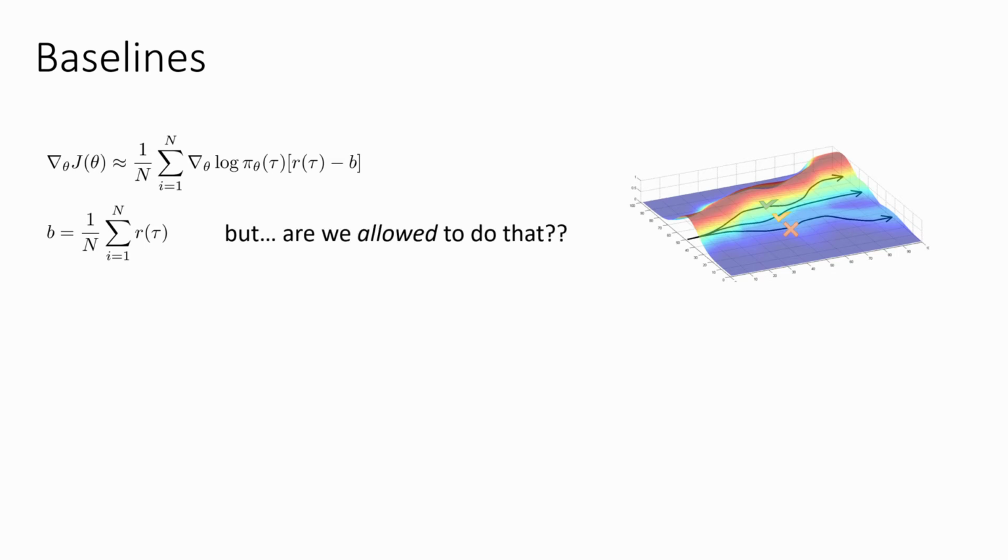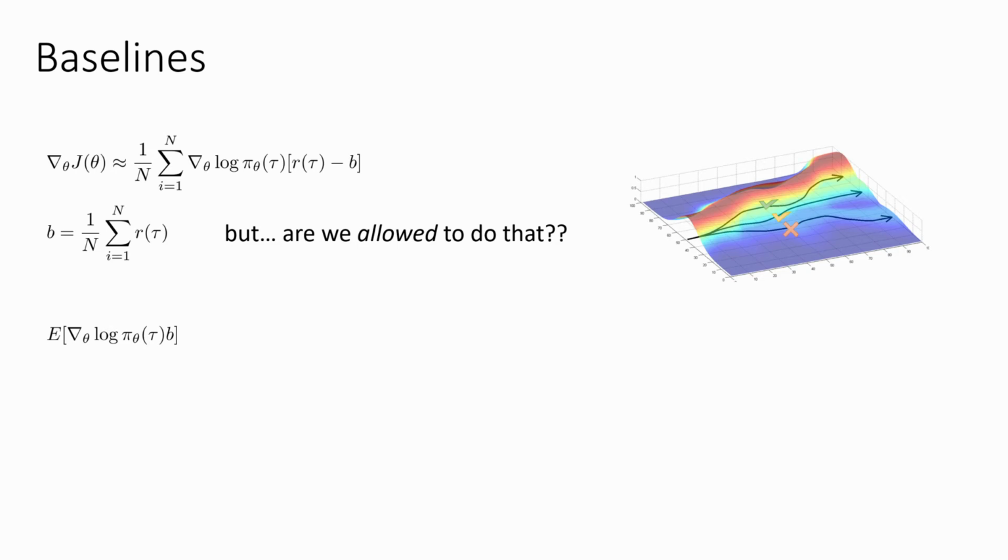It seems like it actually implements trial and error learning. But are we actually allowed to do that? Is that mathematically correct? Well, it turns out that in expectation, this quantity is the same as the one we had before, but has lower variance.